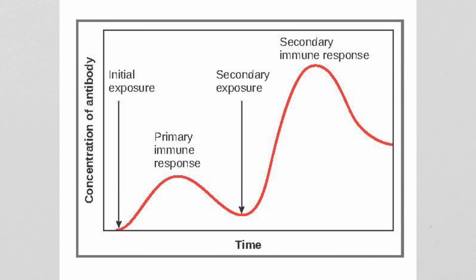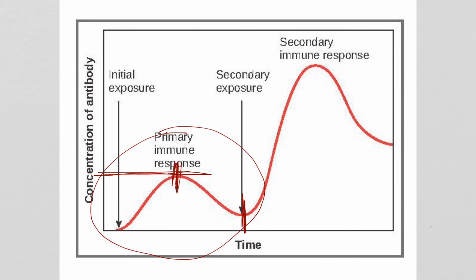So notice the primary immune response takes a little while to get started. The antibody levels never get too high. Probably by this point in time you're getting well. Those plasma cells start dying off. Your antibody levels drop. Here you're exposed again. This could be years later. Because of the memory cells, the concentration of antibodies rises very, very fast, and it rises to a much higher level.